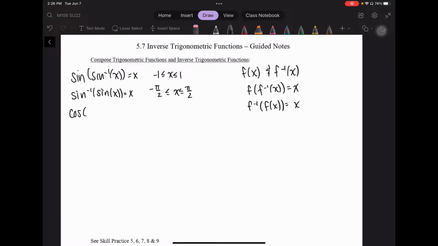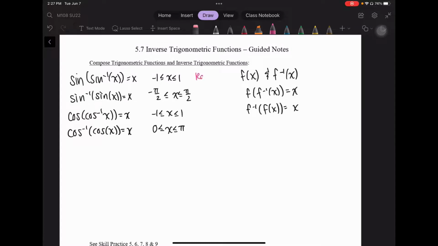The cosine of the inverse cosine is equal to x from -1 to 1 again, but the inverse cosine of cosine of x is equal to x on the interval from 0 to pi. Notice that this was the range of the original function and is the domain of the new function, and this is the restricted domain here.